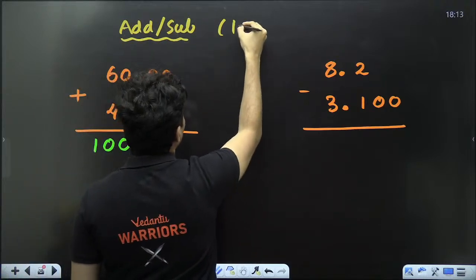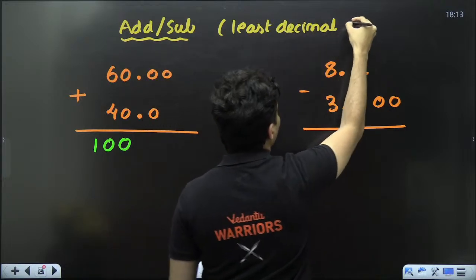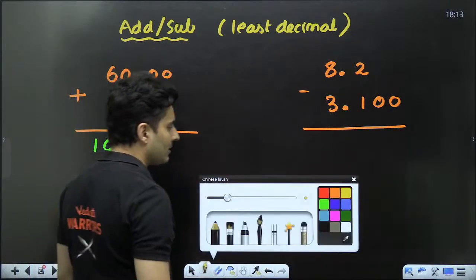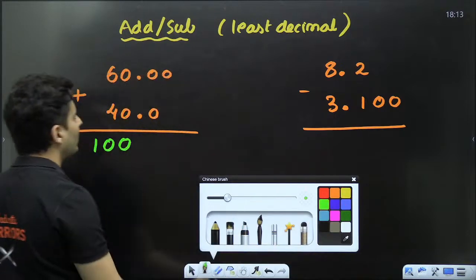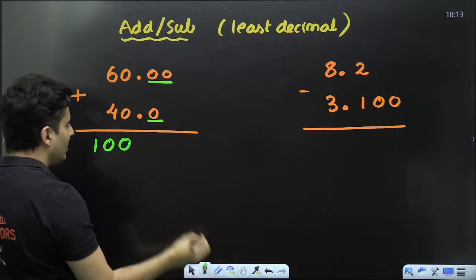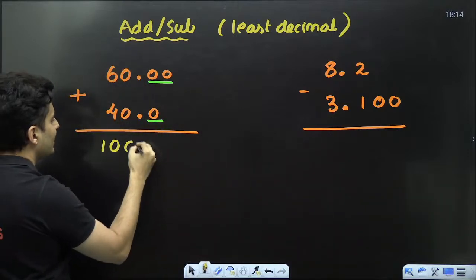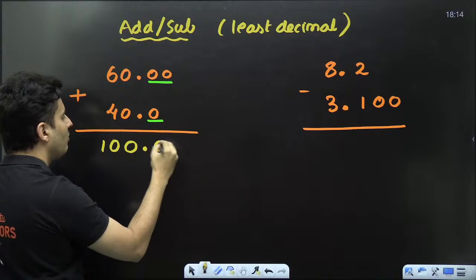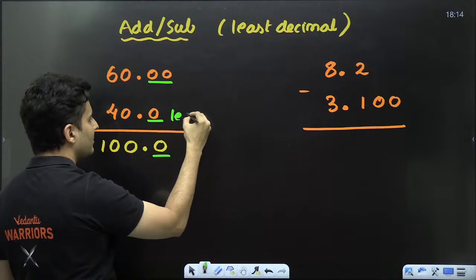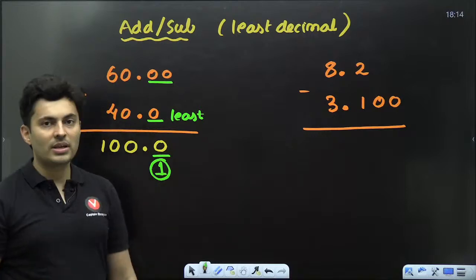do is always take the least decimal places. So, if you see, this has how many decimal places, my dear warriors? This has totally 2 decimal places. This has basically 1 decimal place. So hence the final answer in this situation will be just 100. The least is 1. So 100.0, because this is the least. So it has only 1 decimal place.